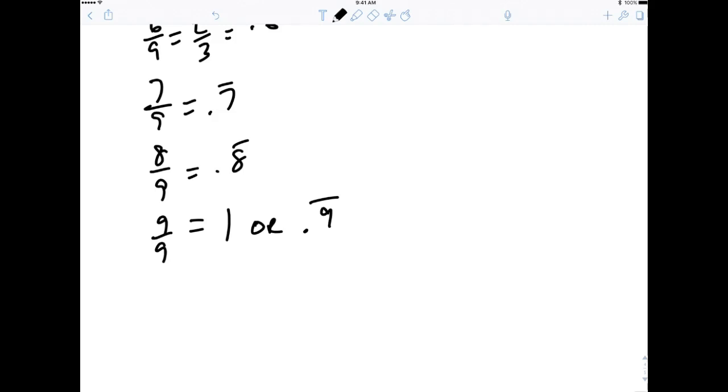I can prove that 0.9 repeated is in fact what? 1. I can't do that until you're in algebra, but I can prove to you that 0.9 repeated is in fact 1. Does everybody see how that's a little strange, right? Because 1 is not the same as 0.9 repeated. But we can prove 0.9 repeated is 1. So it's kind of something strange in math.